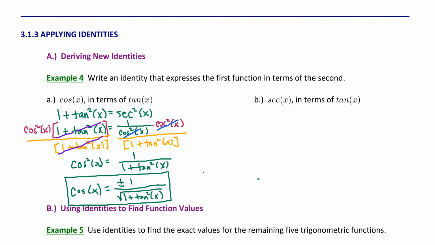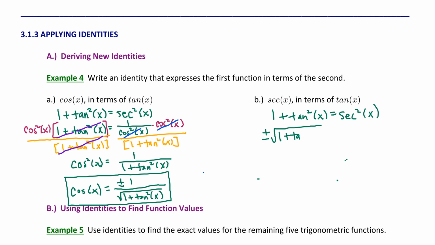Okay, algebra aside, let's go to the next trigonometry example. In part B, we want to express secant of x in terms of tangent of x. Now, we probably should have done this one first because this one's a little bit easier. I'm going to begin with the same Pythagorean identity because it implicitly expresses the relationship between secant of x and tangent of x. To solve for secant of x, we simply need to take the square root of both sides.